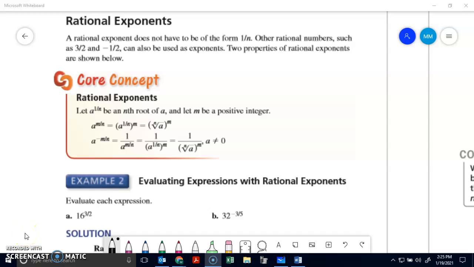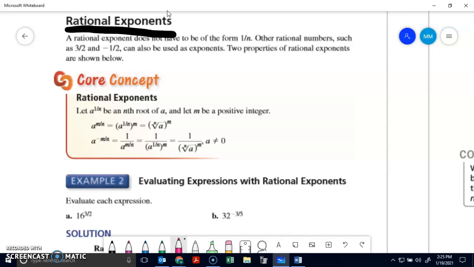This is a lesson for Wednesday 120. We are now entering the second semester, which means we are talking about different types of functions, specifically radical functions, things with roots: square roots, third roots, fourth roots. So we're going to start with the concept of rational exponents.